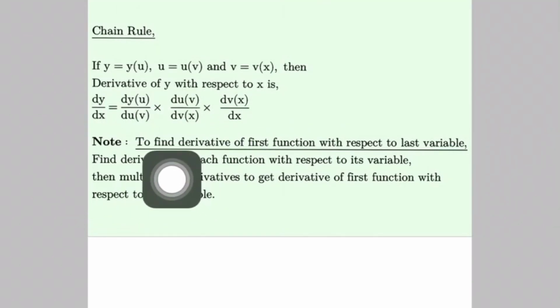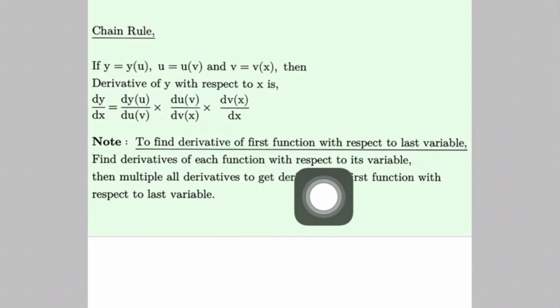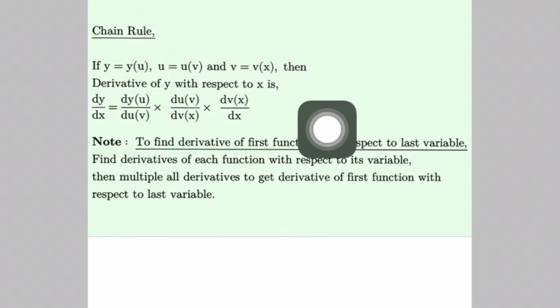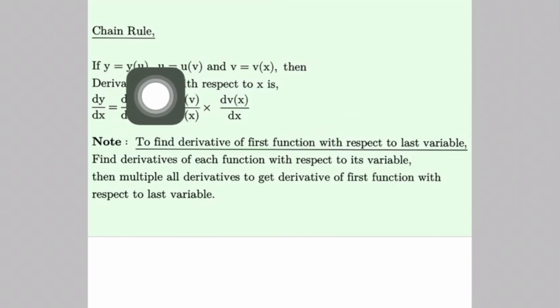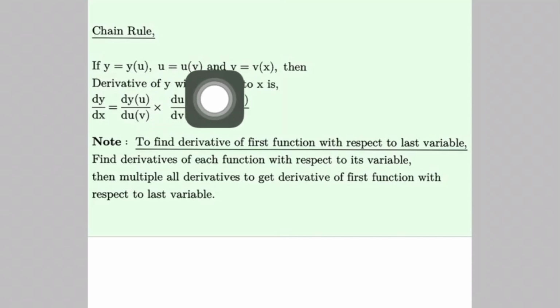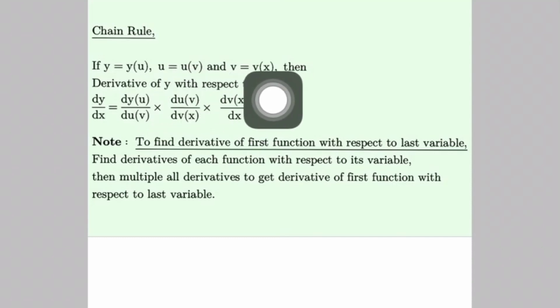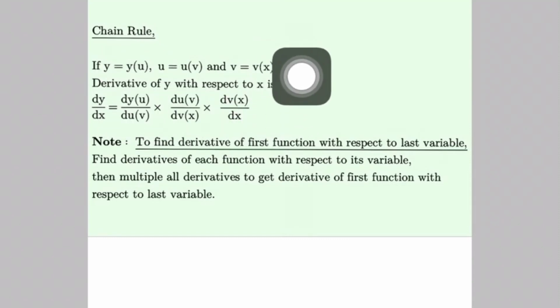To find the derivative of the first function, y, with respect to the last variable, x: the direct variable of y is u, the direct variable of u is v, and the direct variable of v is x. So we have to find the derivative of y with respect to the last variable x.